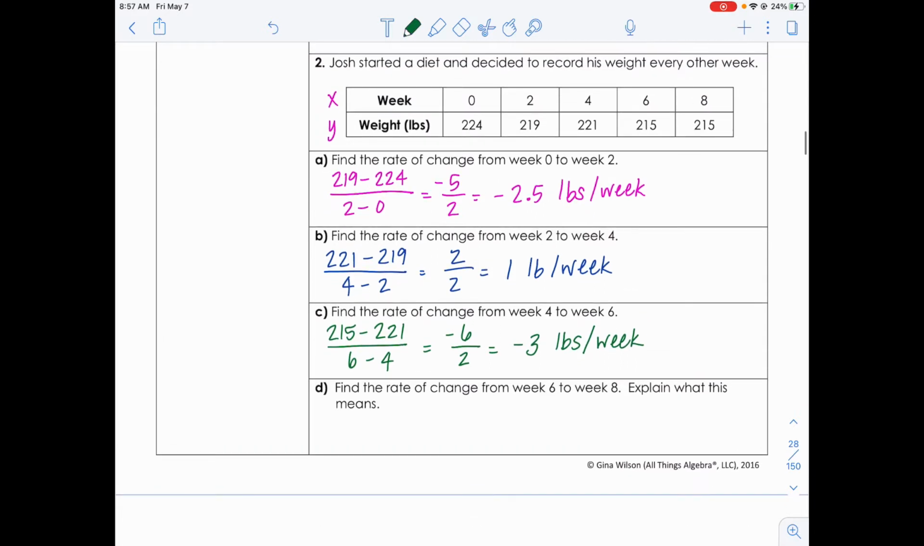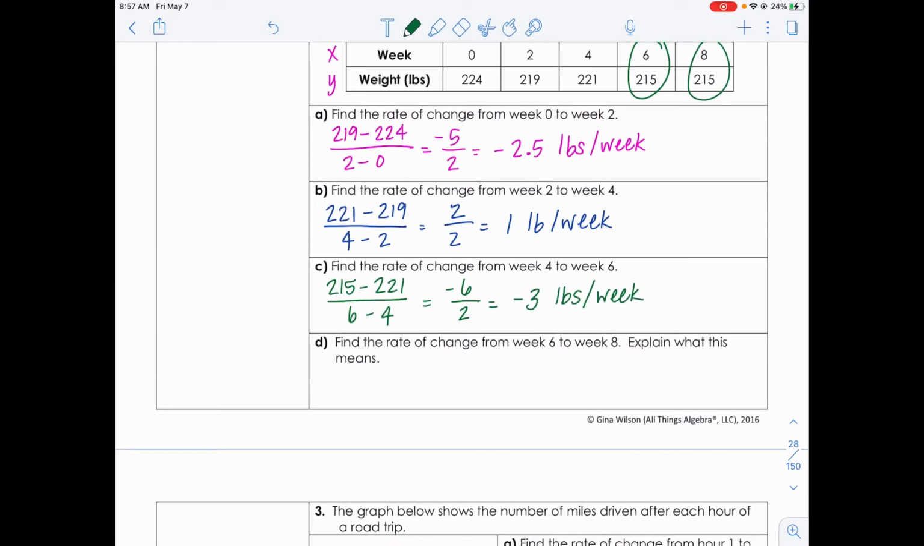Last but not least, I said to do week 6 to week 8, so here we go. Looking at my y values, I have 215 minus 215 over x2, which is 8, minus x1, which is 6. This is 0 on top over 2. 0 divided by 2 is 0. So label 0 pounds per week. And then it says to explain what this means. This means he didn't lose any weight.